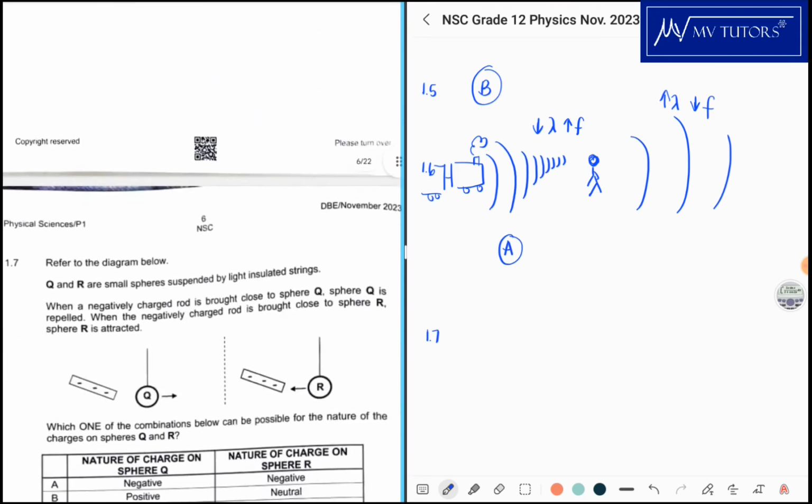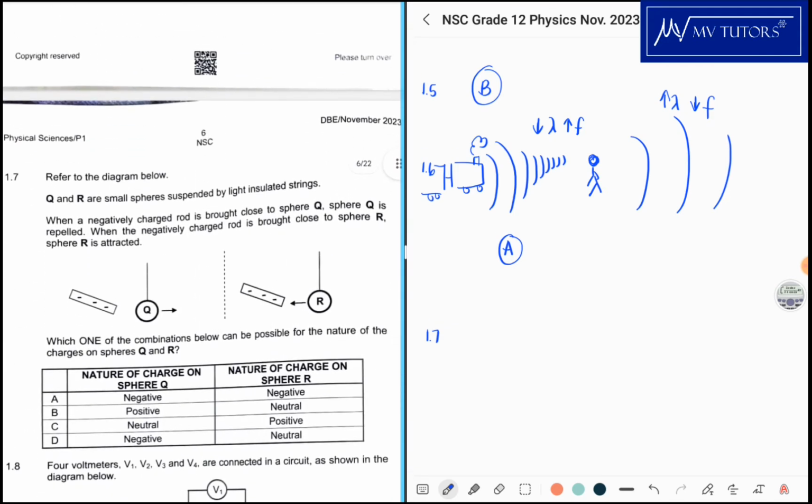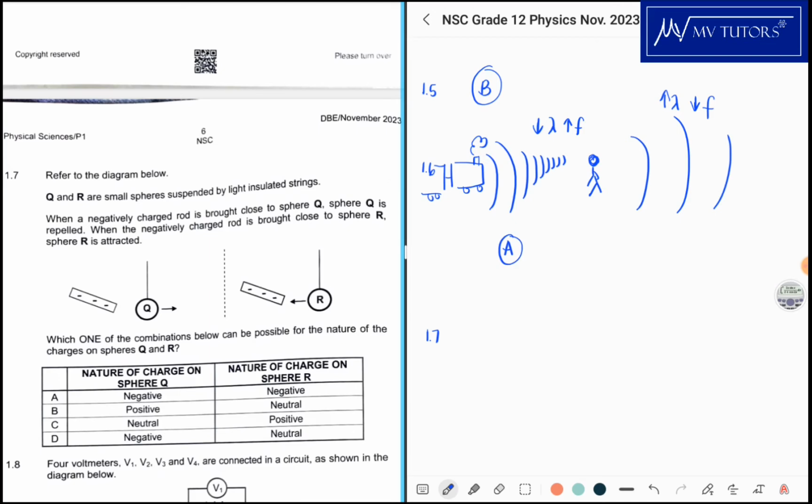1.7. Refer to the diagram below. Q and R are small spheres suspended by light insulated strings. When a negatively charged rod is brought close to sphere Q, it is repelled. So what does that tell us about Q? I'm thinking that Q is negatively charged.